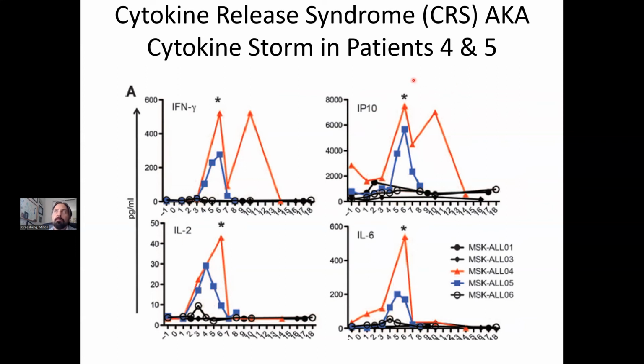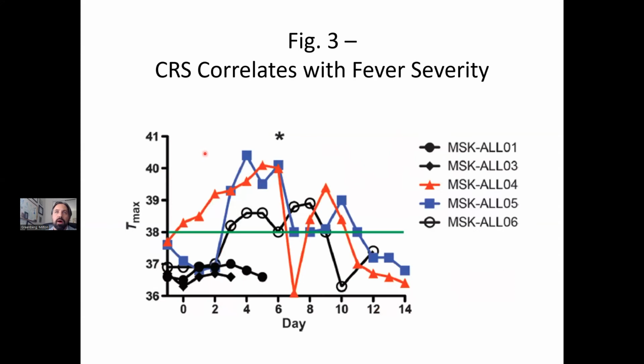In particular, patients 4 and 5 had a ton of cytokines, and that was associated with, again, poorer outcomes. What do I mean by poorer outcomes? Here is their temperature. These patients ultimately developed very high fevers. So when I'm doing a phase 1 clinical trial, the most important thing is that I don't want my experimental therapy to kill the patient.